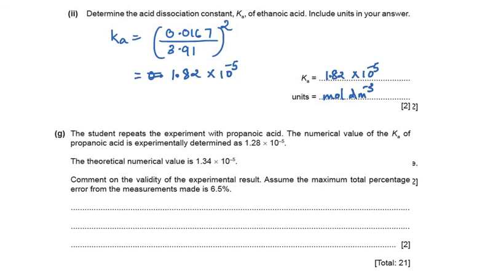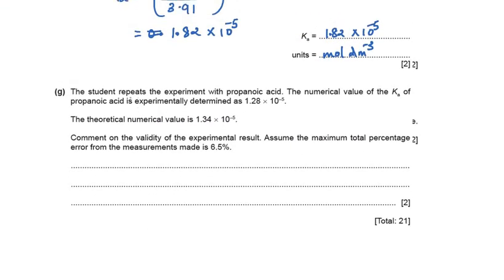The next part of the question is, the student repeats the experiment with propanoic acid. The numerical value of Ka of propanoic acid is experimentally determined as 1.28 into 10 power minus 5. The theoretical value is 1.34 into 10 power minus 5. Comment on the validity of the experiment results. Assume the maximum total percentage error from the results made is 6.5%.